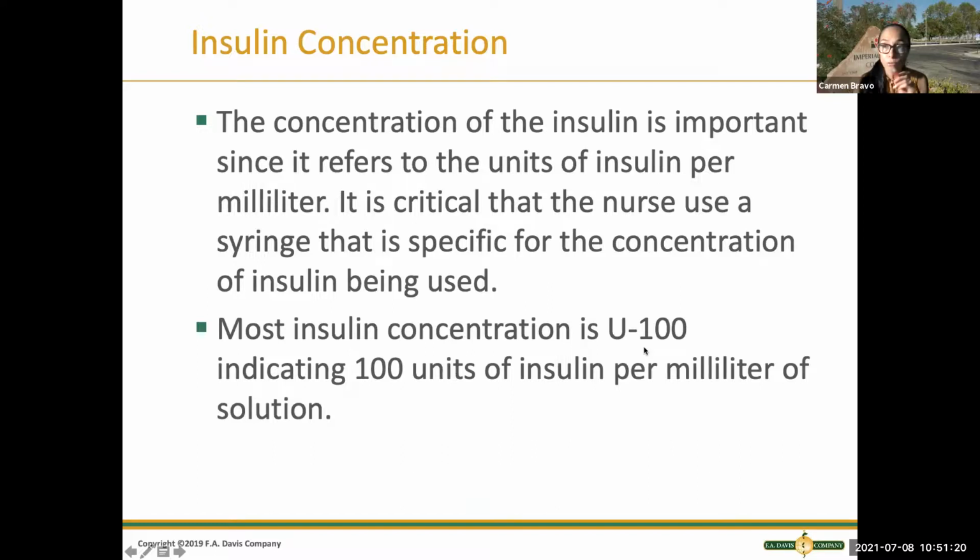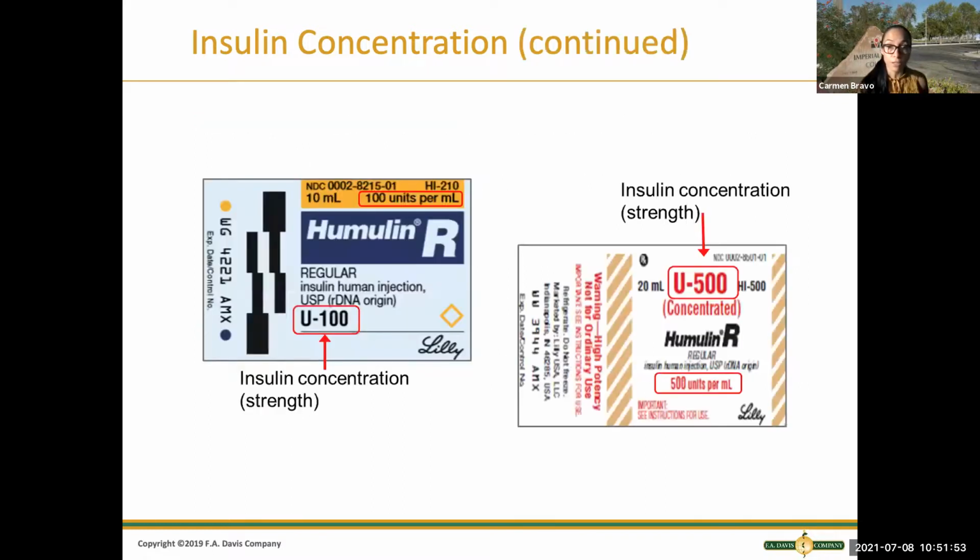Sometimes we have U500. So that's 500 units in 1 ml. That's a lot of units in 1 ml. When do we use those? You will not see those vials on the regular floor. Normally we use those in the emergency room or in the ICU when patients come with really, really high blood sugars, and we don't give it sub-Q, we give it in an IV infusion. We have to actually dilute it and give it very slowly, but it's a lot of units that we're given.